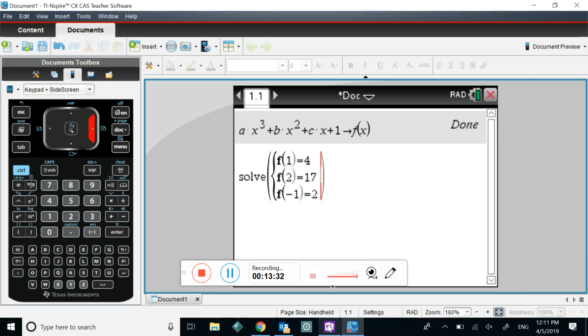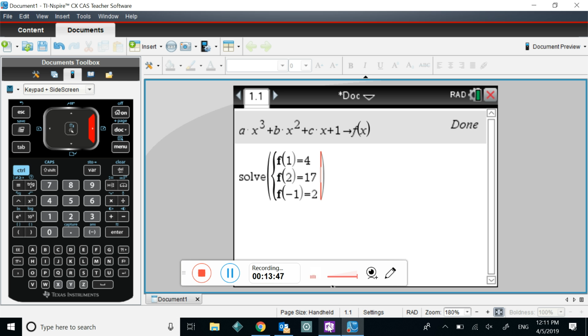Okay, so type the 3. Do you know why I'm doing that? Because I don't want to type ax cubed plus bx squared plus cx plus 1 every time, for 3 times. If I type it once and give a name to it, I can just write f(1), f(2), f(-1). It means the calculator substitutes 1 for you into the function.